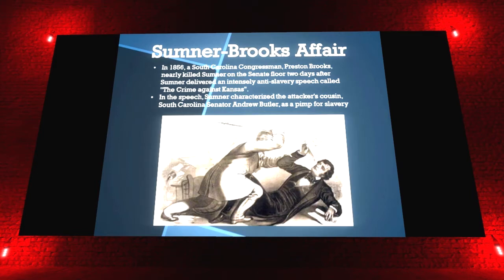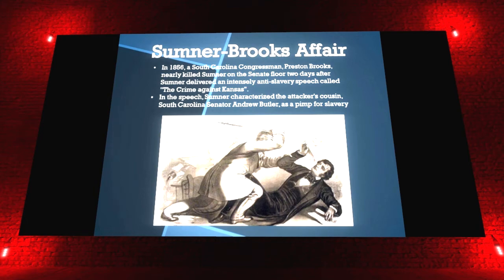In 1856, a South Carolina congressman, Preston Brooks, nearly killed Sumner on the Senate floor 2 days after Sumner delivered an intensely anti-slavery speech called The Crime Against Kansas. In the speech, Sumner characterized the attacker's cousin, South Carolina Senator Andrew Butler, as a pimp for slavery. This led to a lot of conflict due to the fact that it showed even more violence between anti-slavery and pro-slavery people.